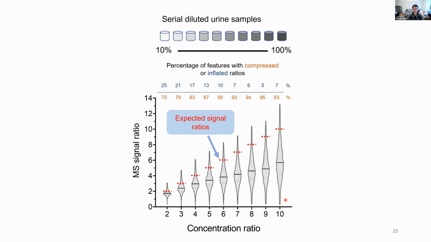Because in a metabolomic study we have hundreds of thousands of metabolic features, we can calculate the mass spec signal ratios for each metabolic feature and plot their distribution in this violin plot, where the dashed red line represents the expected signal ratio. For example, for a concentration ratio of 10, we expect to also see a mass spec signal ratio equal to 10. But in reality, it's not. The majority of them have a mass spec signal ratio below 10. So this is a big problem in metabolomics data processing, right? The fold change calculated directly from the mass spec signal is actually not reliable anymore.